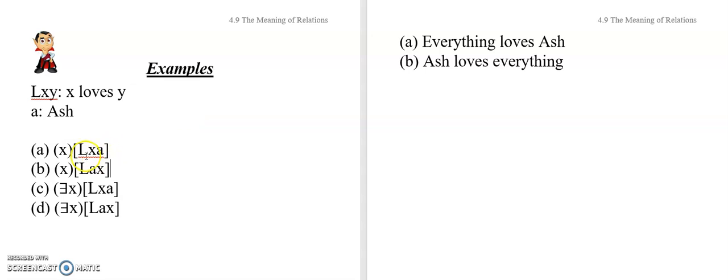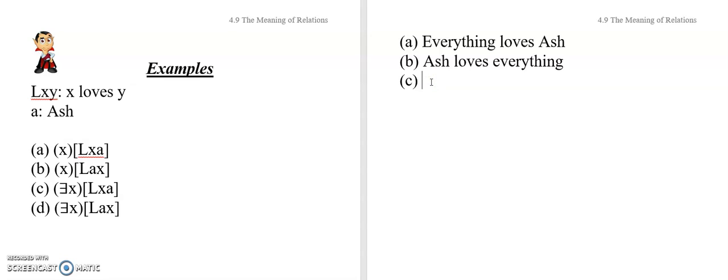So notice the important role that the position of X is playing in A and B respectively. Everything loves Ash and Ash loves everything mean very different things. On some domains, both of these are true. On some domains, both of these are false. And on some domains, one of these is true and the other is false. They mean different things, okay? All right, let's go ahead and try C here. What does C stand for in ordinary English?